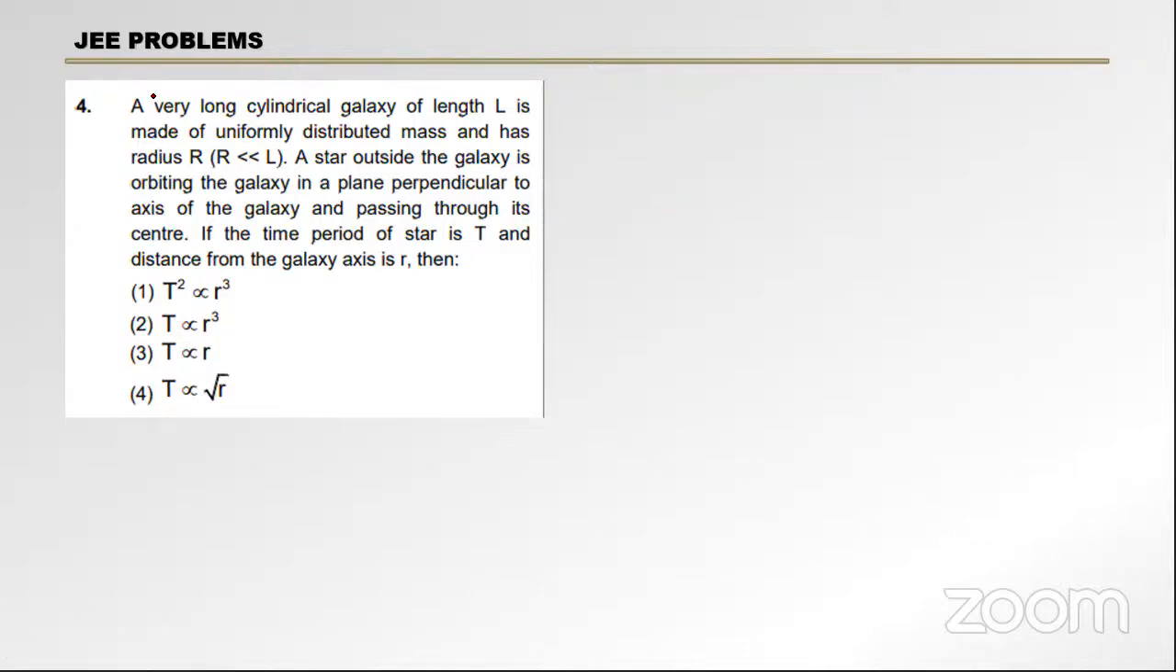So a very long cylindrical galaxy. Meaning there is a, what do we call, hypothetical galaxy, right? And this galaxy is cylindrical. Okay, we'll take some other color. This galaxy is a cylinder. It has a length of L, right? And it is made up of uniformly distributed mass and has a radius of R. So this galaxy basically has a radius of R.